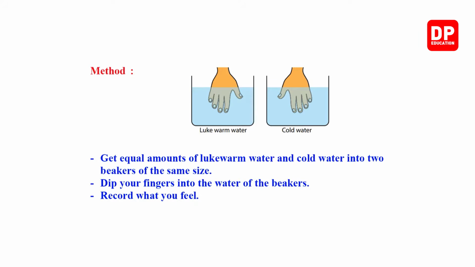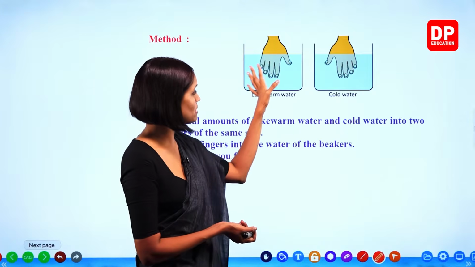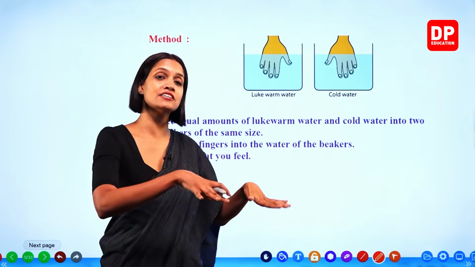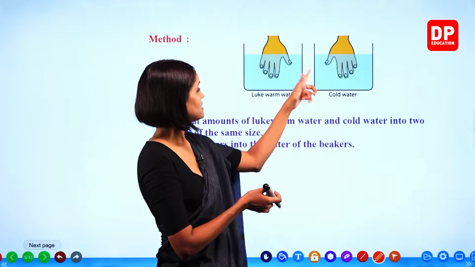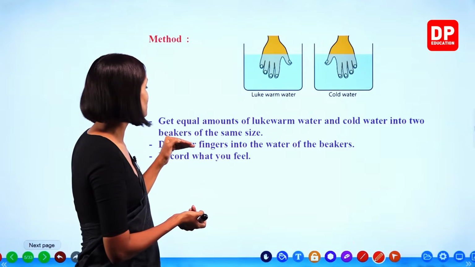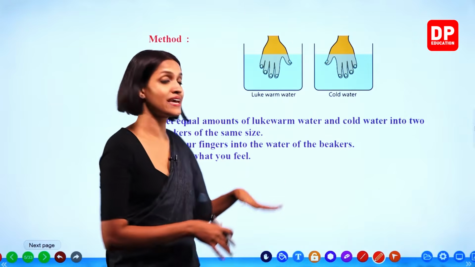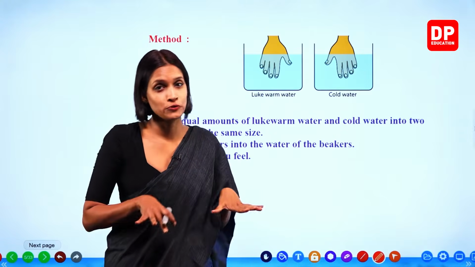Method. Get equal amounts of lukewarm water and cold water into two beakers of the same size. This beaker or vessel should be big enough so that we can insert our hands. You can see the diagram. Dip your fingers into the water of the beakers at the same time. We have to do this.